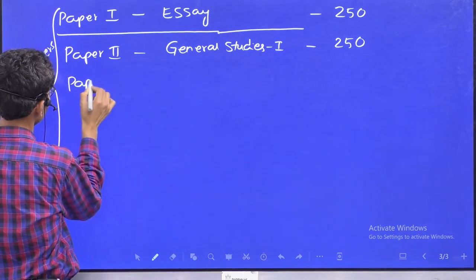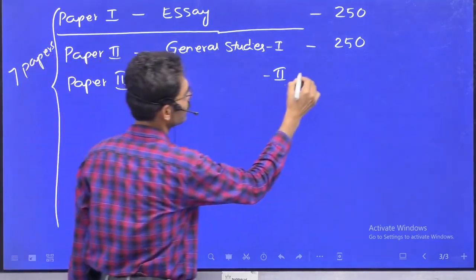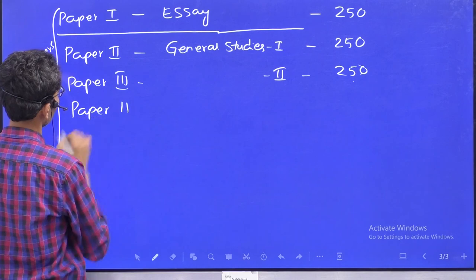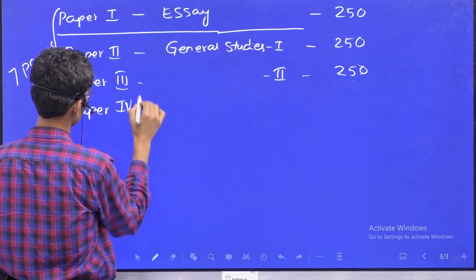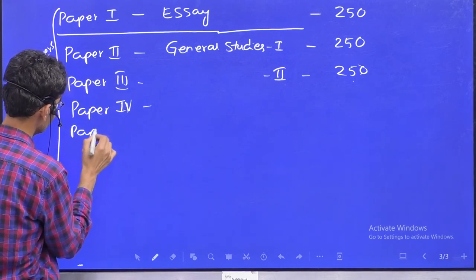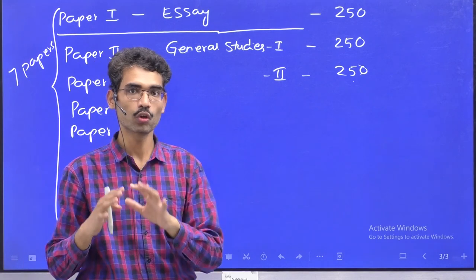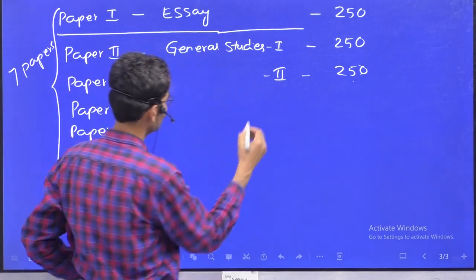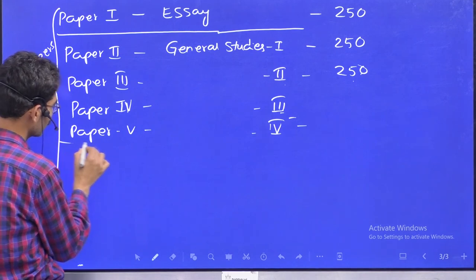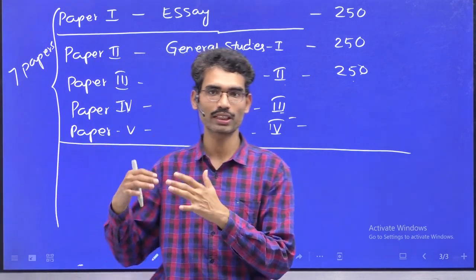Now paper three is general studies two, again 250, and then papers four and five. So you have to see papers 2, 3, 4 and 5. This is exactly how UPSC mentions it in the notification: General Studies 1, General Studies 2, General Studies 3, and General Studies 4. So up to here, five papers are done. As I was saying, there are a total of seven papers which are very important for counting for the merit.